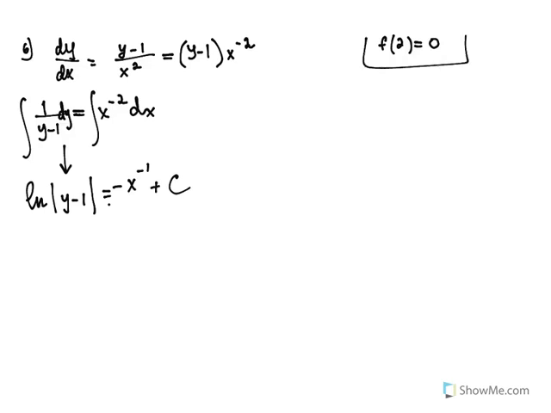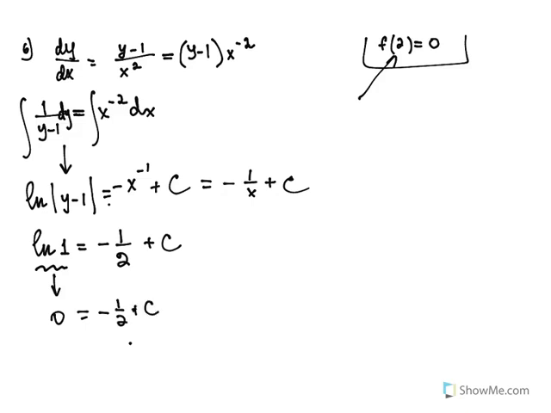So let's use this initial value: x is 2 and y is 0. We get 0 minus 1, which is negative 1, but we're using absolute values, so we get ln of 1 equals negative 1 over x, which is negative 1 over 2, plus c. Now, what's ln of 1? The natural logarithm of 1 is 0, because e to the power of 0 is 1. And on the right side, we have negative 1/2 plus c. Therefore, c equals positive 1/2.